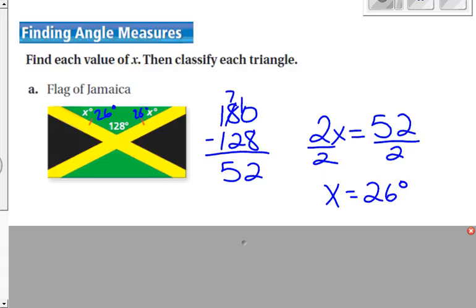So now it says to classify them. So we have 128 degrees, which means it's going to be obtuse. And then we have two sides that are the same, so it's going to be isosceles.